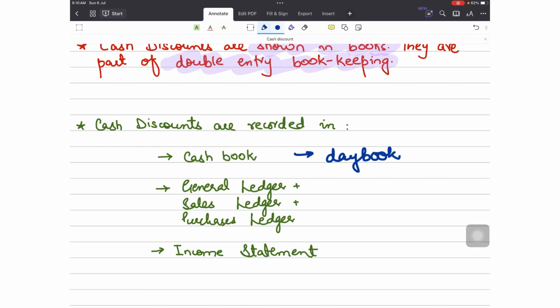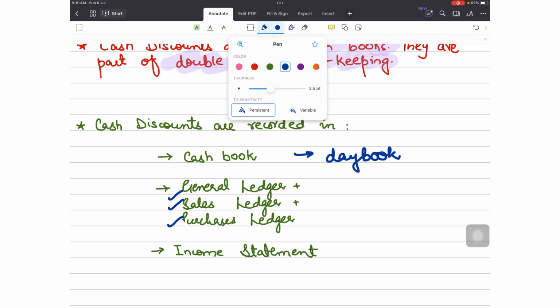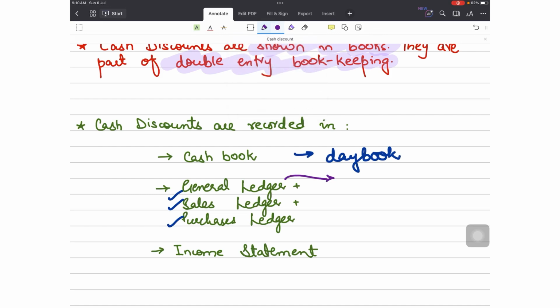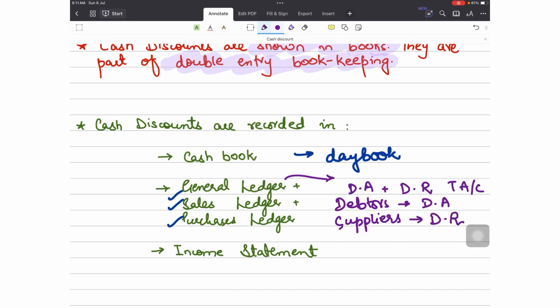Then they are posted to the ledgers as well, in the general ledger, in the sales ledger, or in the purchases ledger. In the general ledger, we know that there are three types of ledgers, right? Sales ledger, purchases ledger, and general ledger. In general ledger, we maintain the discount allowed plus discount received T account. Then in the sales ledger, that is the debtors account, we record the discount allowed to complete the double entry. And in the purchases ledger, which is for the suppliers, we keep all the suppliers T accounts in this ledger. We record the discount received from the supplier.